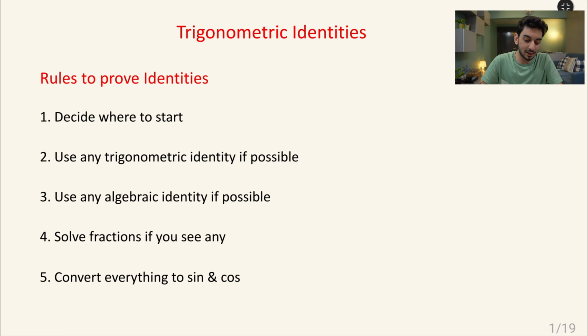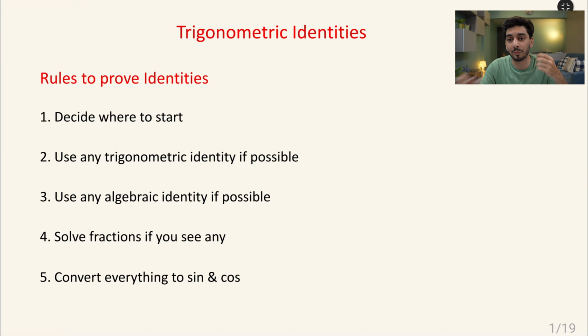Here you need to know the few rules that you should follow to solve any kind of question. There are 5 rules and you have to follow them sequentially. The first thing is you have to decide where to start. There is LHS and there is RHS. You have to decide which side to start from. The simple rule is to start from whatever is the bigger side. If the LHS is big, start with LHS. If the RHS is big, start with the RHS.